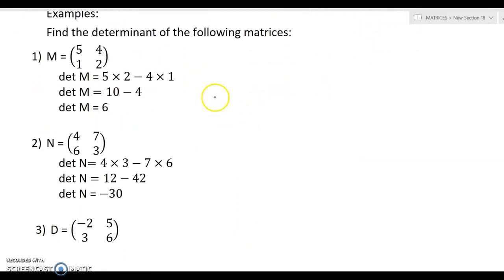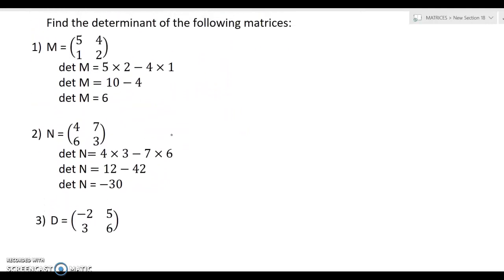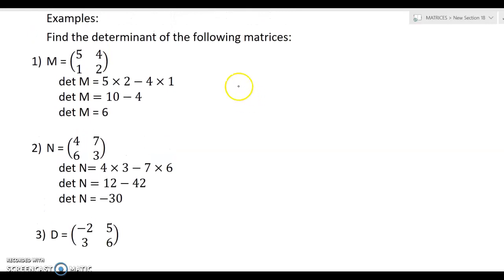Now, let's look at some examples to be a little bit clearer. Find the determinant of the following matrices. The first 2 are worked out, but I'm going to go through it with you. Matrix M: the product of the first diagonal is 5 times 2, take away the product of the second diagonal, 4 times 1. So we get 10 minus 4, which is equal to 6. So the determinant of M is equal to 6.